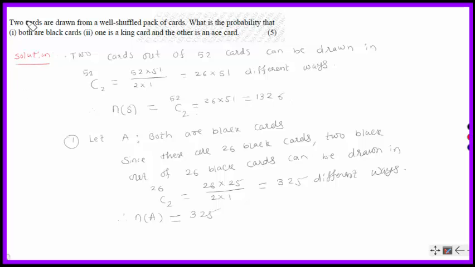Here an example is given. 2 cards are drawn from a well shuffled pack of cards. What is the probability that both are black cards? Second, one is a king card and the other is an ace card. See here, 2 cards are drawn.